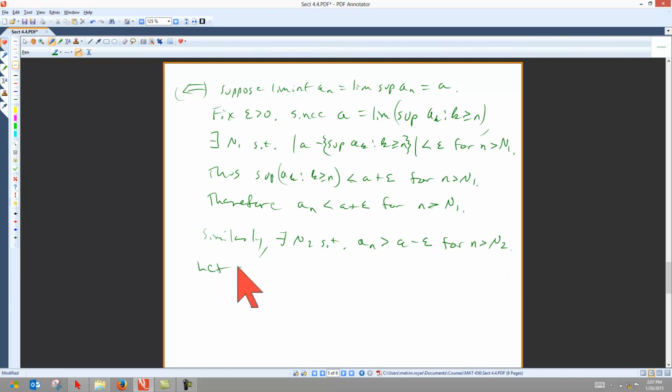And so let's let N be the maximum of N1 and N2, which lets us conclude for n greater than capital N, the difference between a_n and this number a is less than epsilon. But that's exactly what it takes to show that a_n converges to a. The difference is less than epsilon for any positive epsilon. All right, we'll stop there. Thank you.